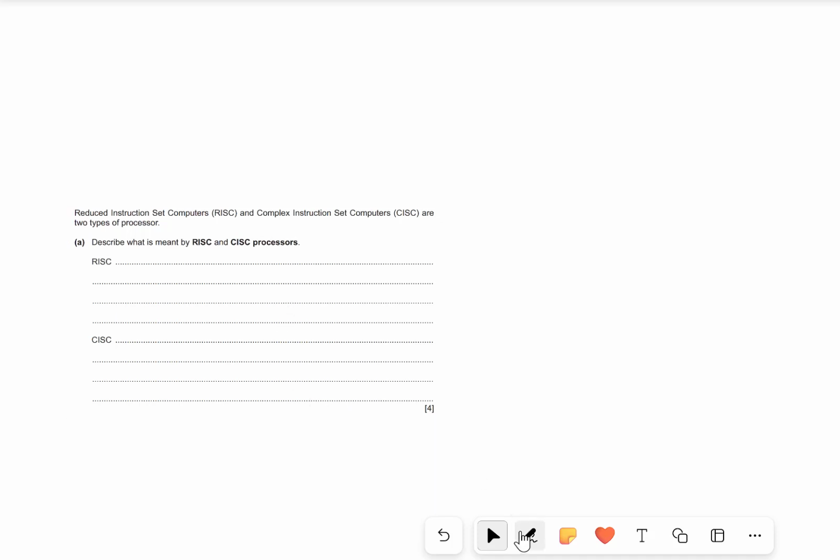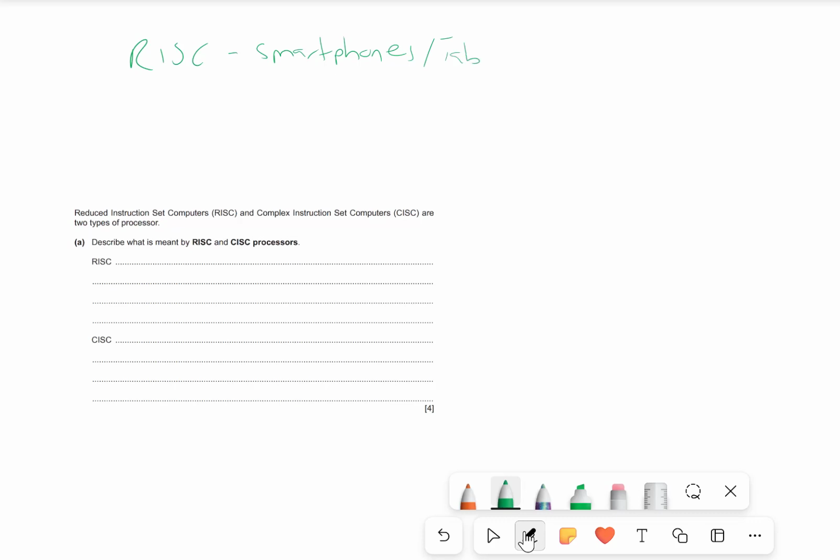Before we go into the question of RISC versus CISC, let's actually look at why we use RISC, why we use CISC. So RISC is used for systems such as smartphones, tablet computers like an iPad. Why? Because it's all about energy efficiency. They don't take as much power to use.